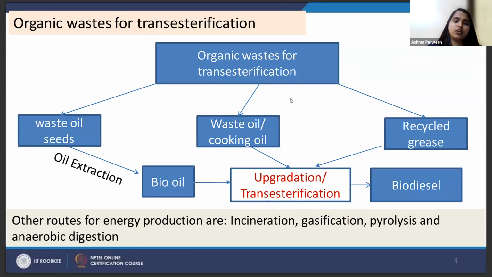So different organic waste require different pre-treatment for production of bio oil. If we have waste oil seeds, first oil extraction is done from the seeds, and then we get bio oil, and this bio oil is transesterified to produce the biodiesel. Next, if we have some waste oil or cooking oil, then it is directly transesterified to produce the biodiesel, or if we have grease, then grease also goes through the transesterification process to produce the biodiesel.